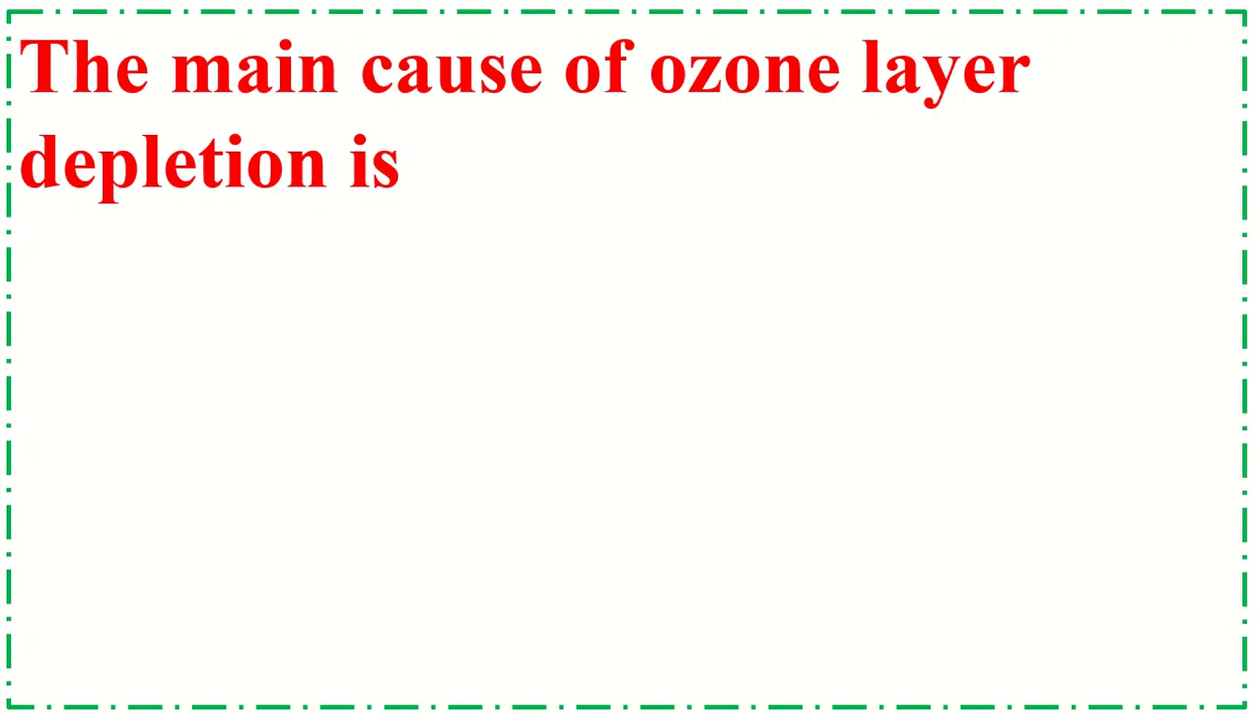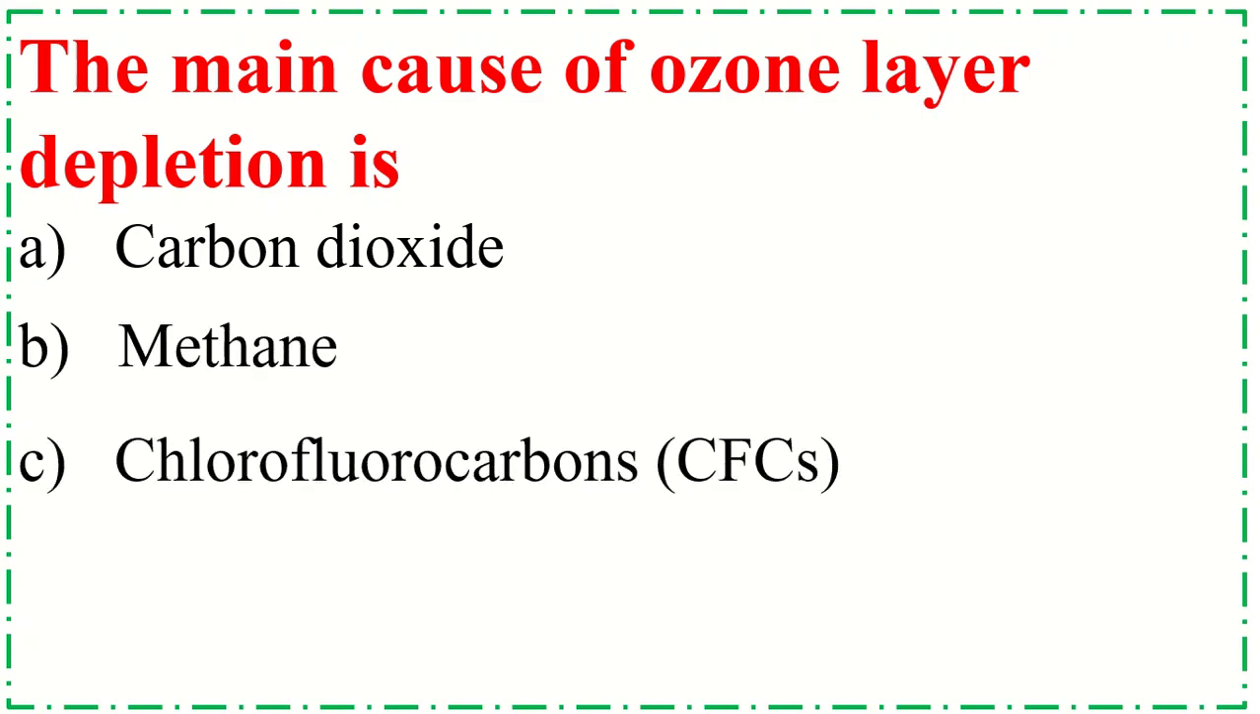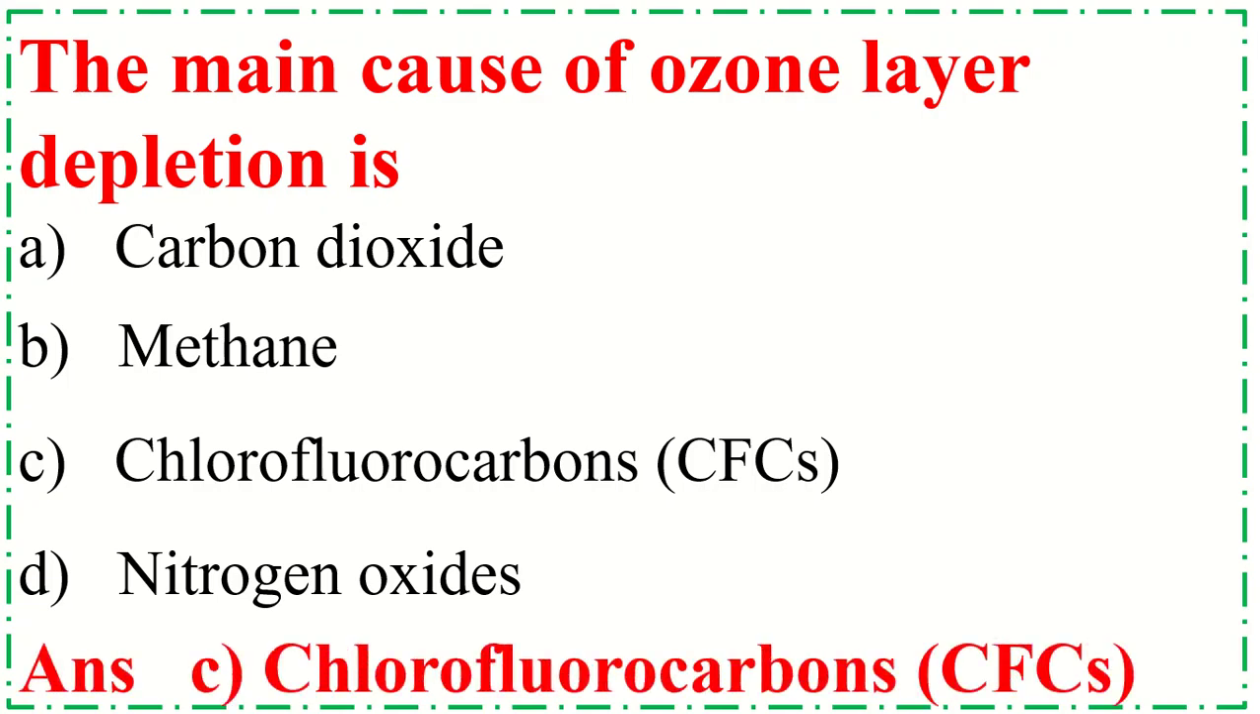The main cause of ozone layer depletion is: option A, carbon dioxide. B, methane. C, chlorofluorocarbons, CFCs. Option D, nitrogen oxide. Correct option is C, chlorofluorocarbons, CFCs.